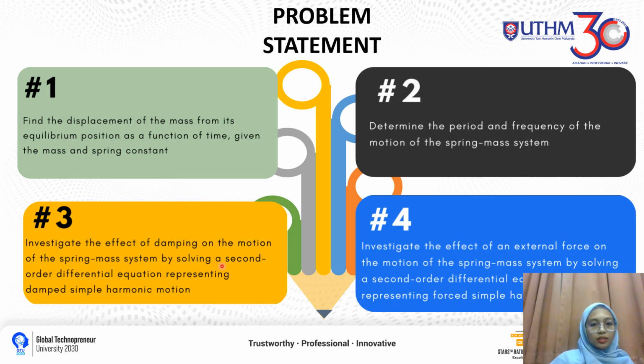The effect of damping on the motion of the spring system is to help reduce the amplitude of the motion over time. The damping ratio, gamma, determines the rate at which the amplitude decreases. If gamma is small, then the system will oscillate for a long time before coming to rest. If gamma is large, the system will quickly come to rest.